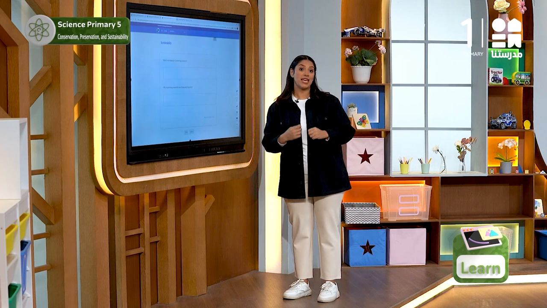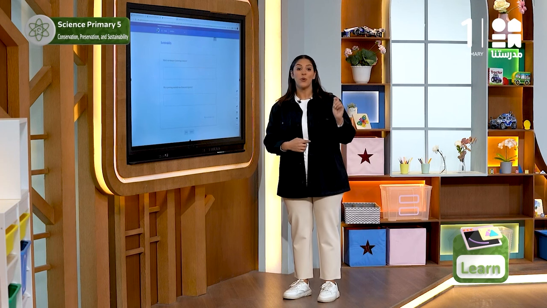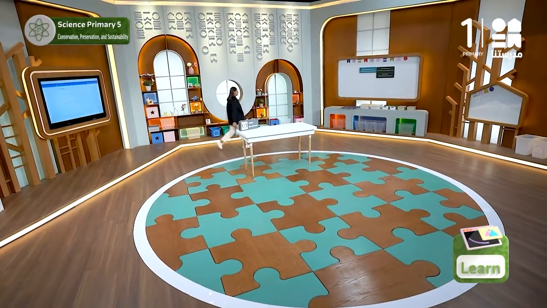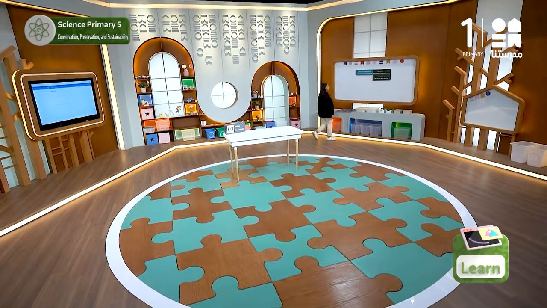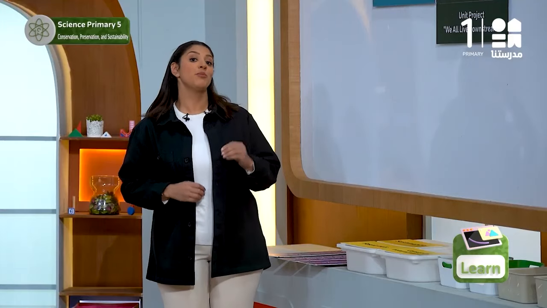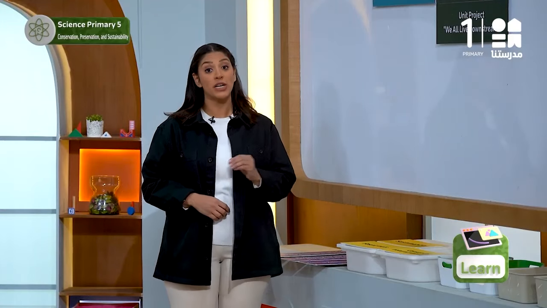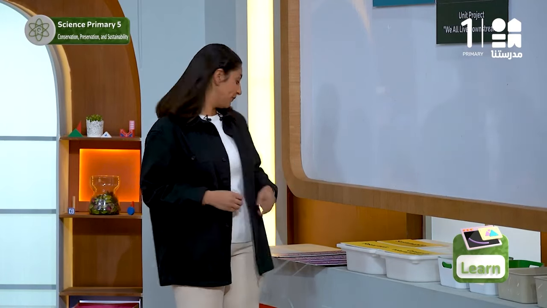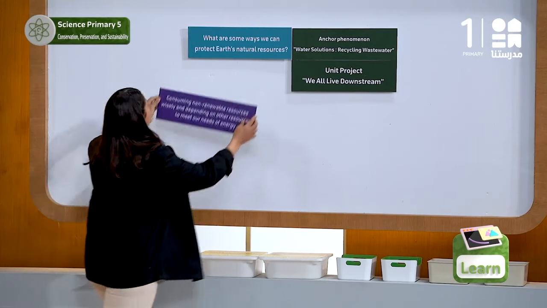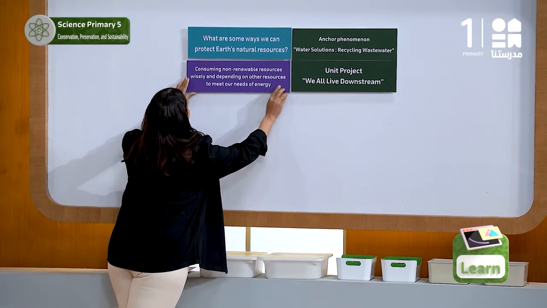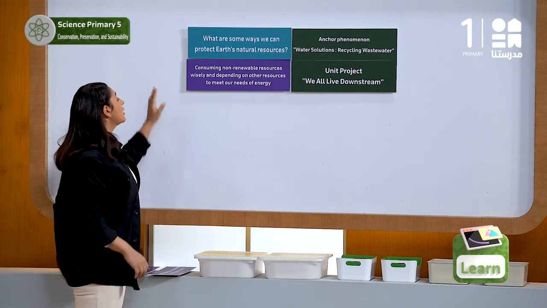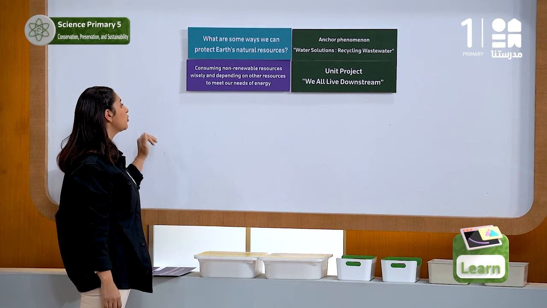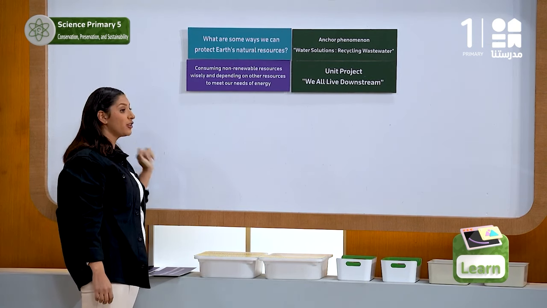So, we come to the end of our lesson. Now let's review what we have learned on the evidence board. We learned the importance of using natural resources wisely, and this leads us to the first piece of evidence that we have today. Consuming non-renewable resources wisely and depending on other resources to meet our needs of energy.